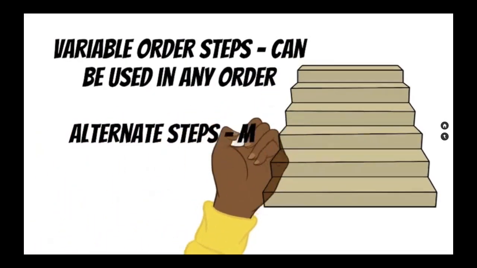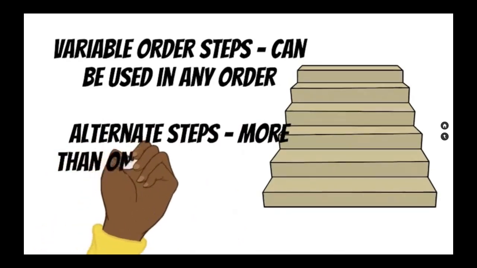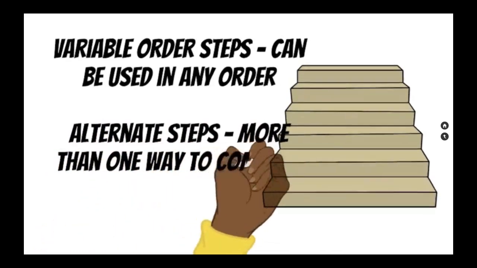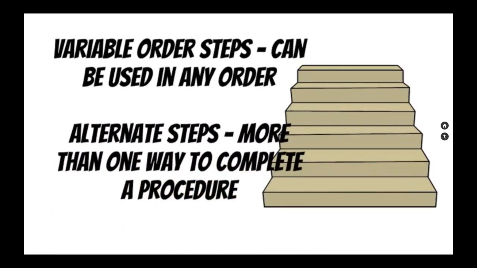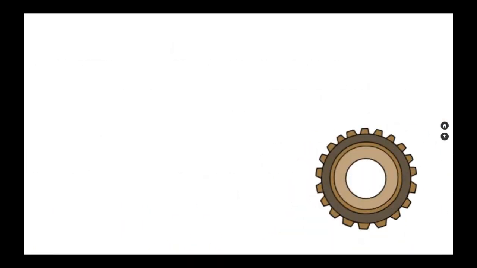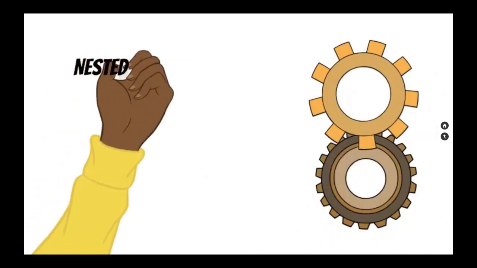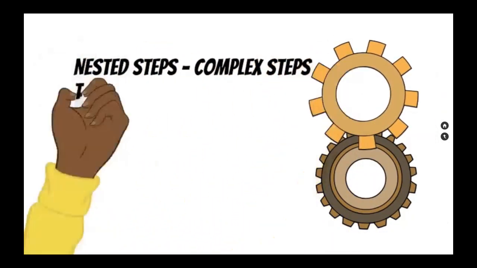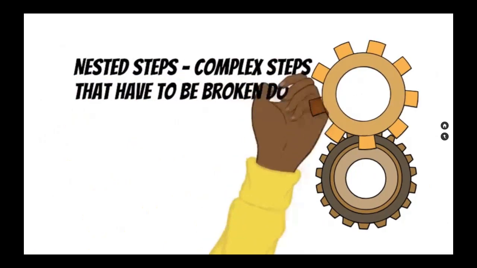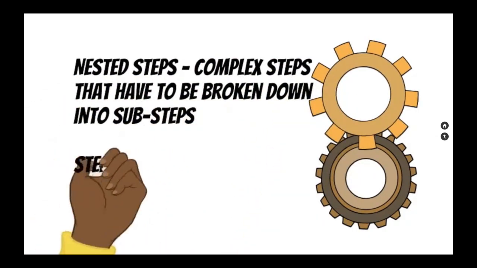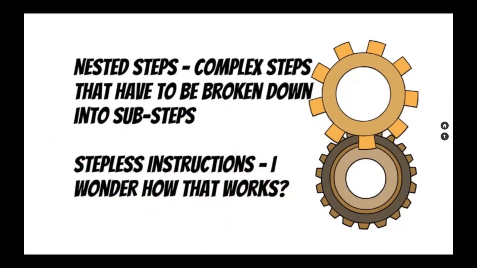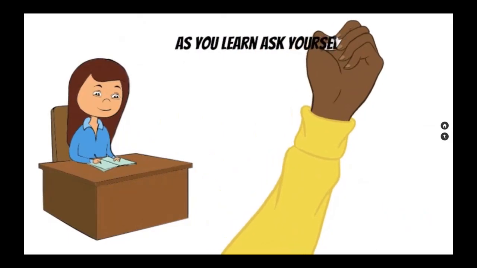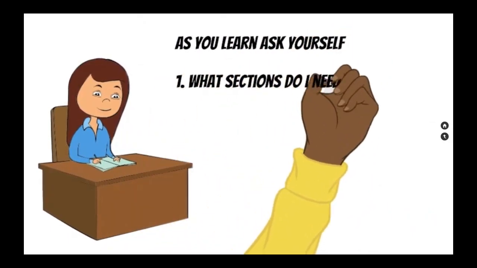Then you have the alternate steps, and these are steps with more than one way to accomplish the same thing or complete a procedure. Now, after that, you have the nested step, and this is a complex steps that have to be broken down into sub steps. And then you have the stepless instructions, and I tell you, I don't even want to know what that is about. We hardly use those steps.